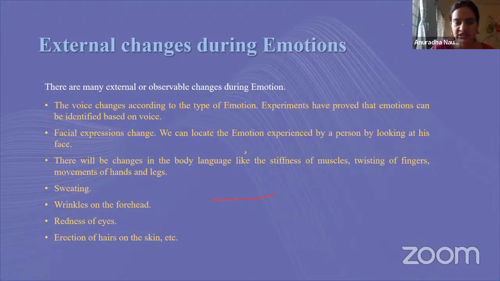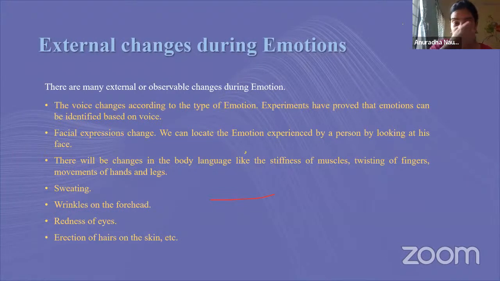There will be changes in the body language, like the stiffness of muscles, twisting of fingers, movement of legs and hands. Whenever you're observing any person, and that person has put his or her fist like this, you can always tell that, okay, this person must be getting angry. So these little external changes allow us to perceive emotion, interpret emotion, and also experience emotion on our own.